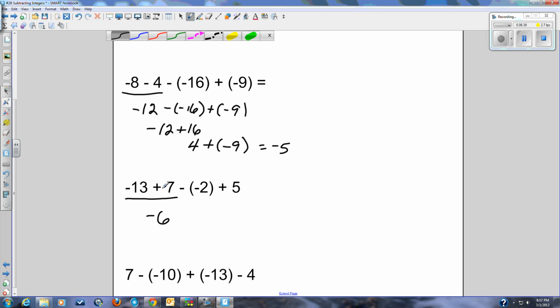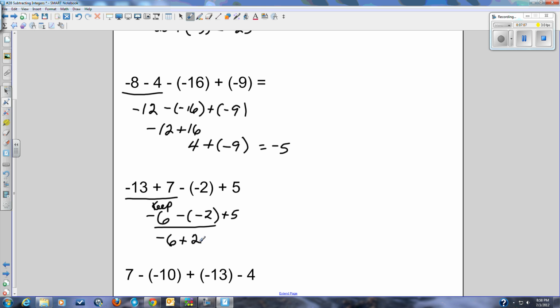Bring down the rest of the problem. So we have minus negative 2 plus 5. So again, subtraction. If you want to think of this as our subtraction rule, keep your first number, keep negative 6, minus becomes plus, negative 2, change the sign, it becomes positive 2. Negative 6 plus 2 gives you negative 4. Now bring down the last part of the problem. Negative 4 plus 5 gives you 1. Positive 1.